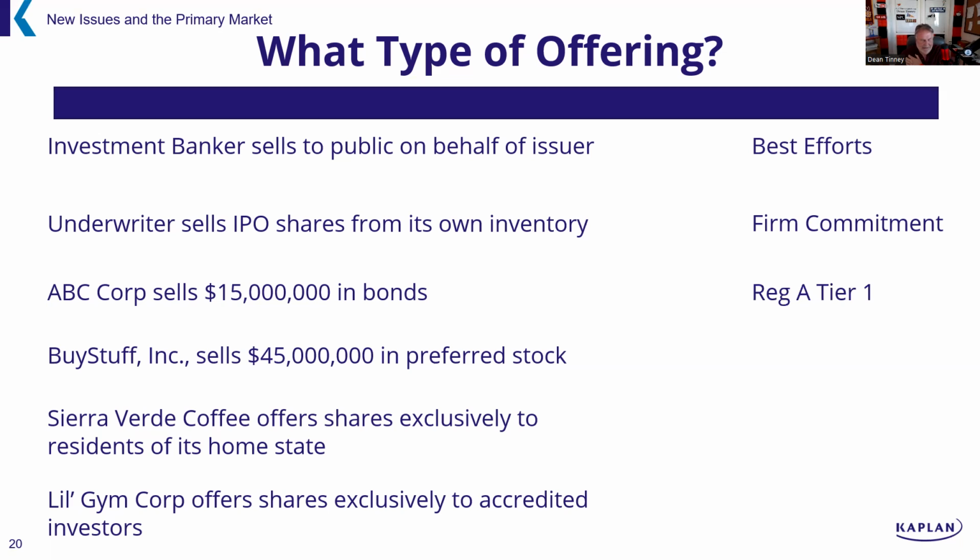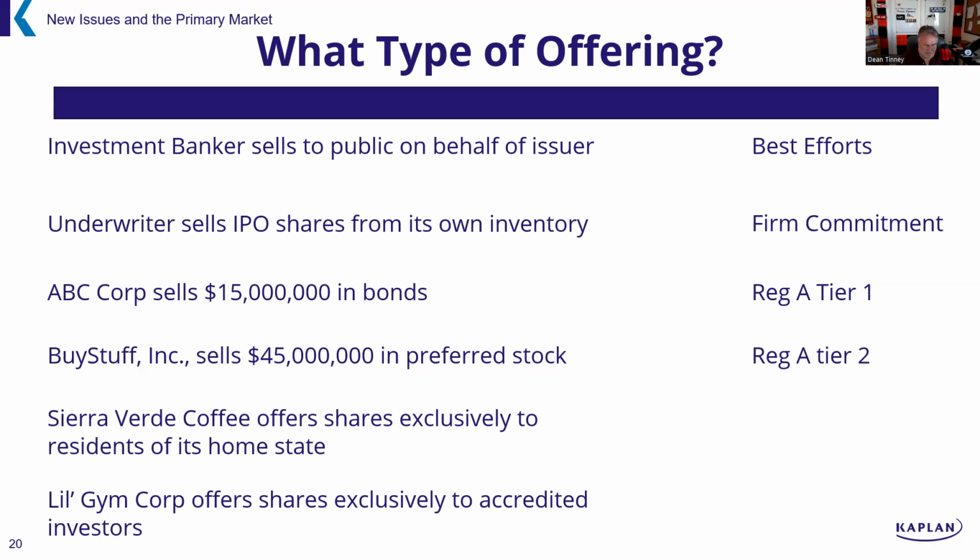Buy Stuff Inc. sells 45 million in preferred stock. So again, that wouldn't be Reg A Tier 1 because we're over that threshold. But the issuer could use a safe harbor exempt transaction under 33, and they could use Reg A Tier 2. Reg A Tier 2.